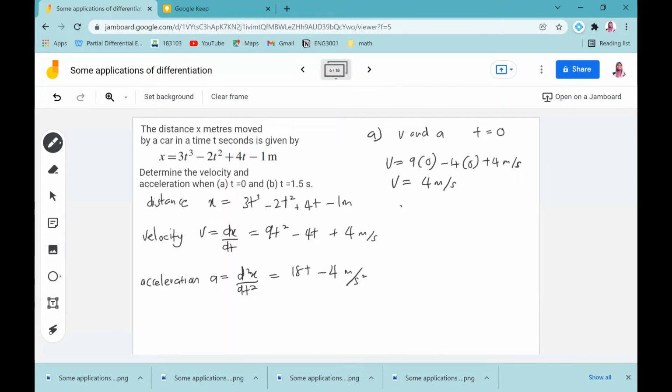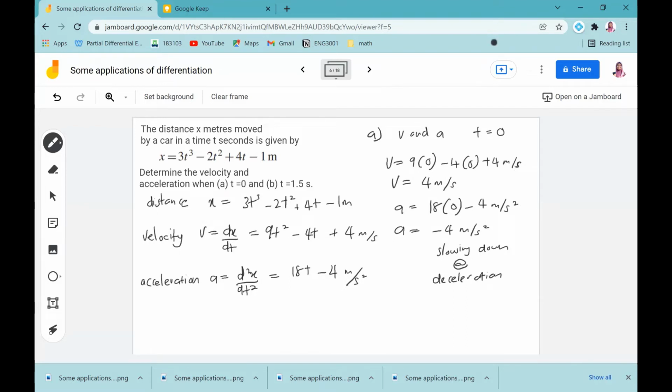For a, substitute t with 0. So 18 times 0 minus 4 meter per second squared. So we have a equal to minus 4 meter per second squared. Negative means it is slowing down, also known as deceleration.